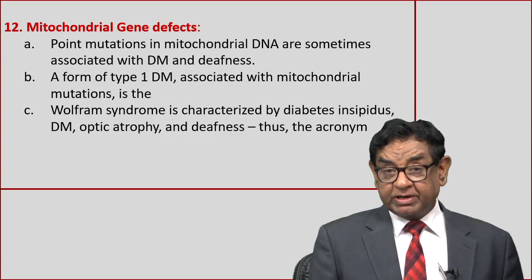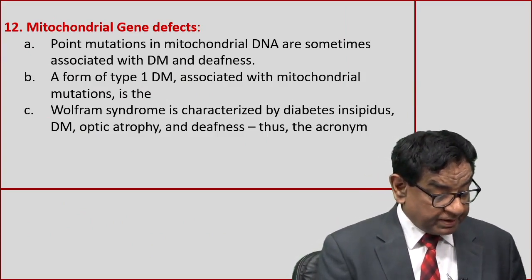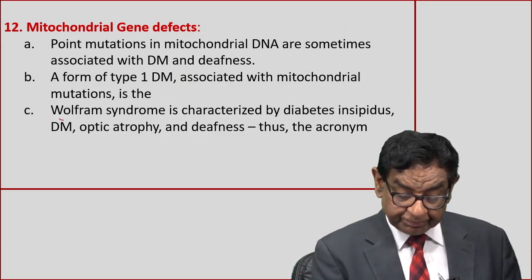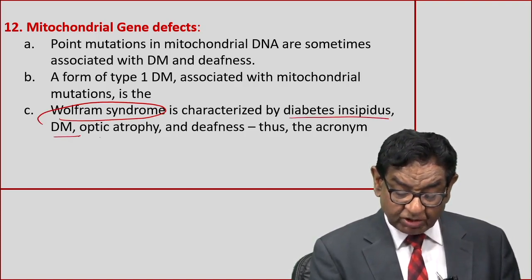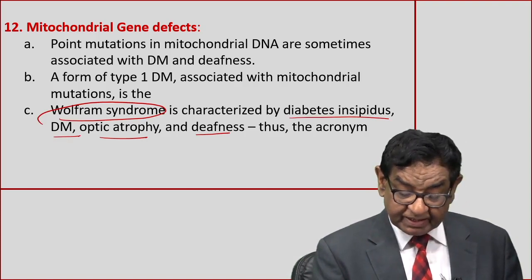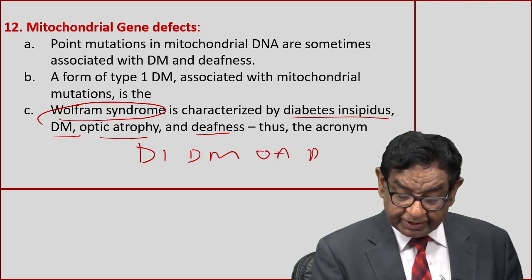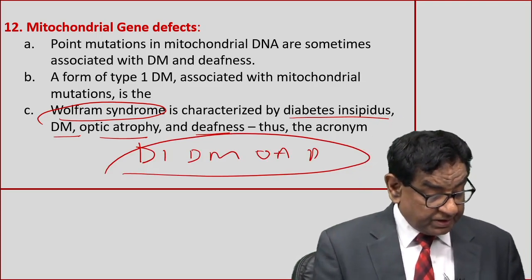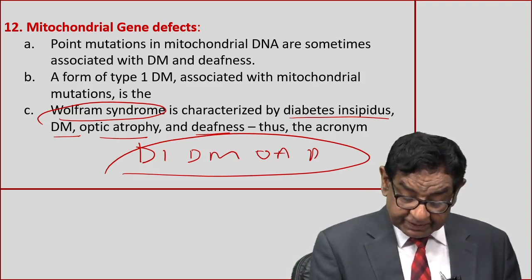There are certain mitochondrial gene defects which can lead to diabetes. Classically, we talk about conditions like Wolfram syndrome. It is characterized by diabetes insipidus, diabetes mellitus, optic atrophy, and deafness, and the mnemonic is DIDMOAD. DIDMOAD is the mnemonic for Wolfram syndrome.